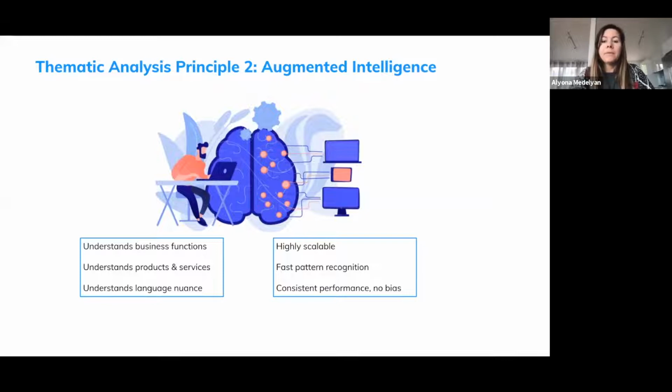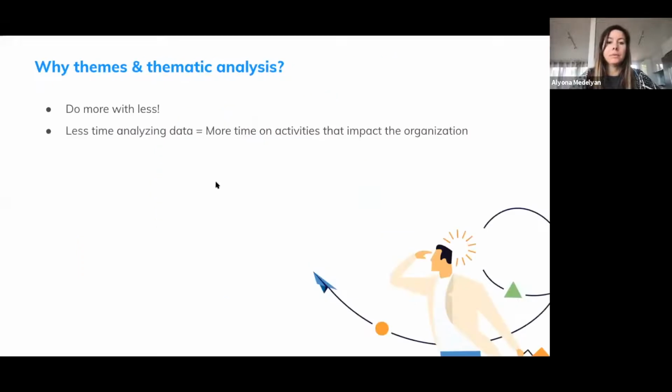Whereas with AI, we have something that's really scalable. Doesn't matter if it needs to analyze 10 pieces of feedback or 10 million. It just takes a bit longer, but it doesn't get tired. It doesn't get biased as well. And it's really fast. So by combining these two, we get the best of both worlds.